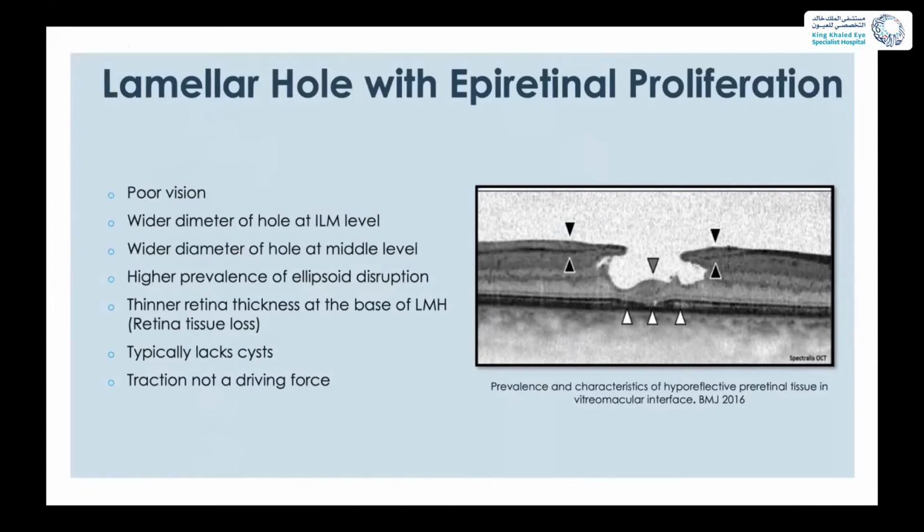It usually has poorer vision compared with the tractional type, and the diameter of the hole at the ellipsoid level and the middle layer is wider compared to the other type. And there is a high prevalence of ellipsoid disruption compared with the tractional lamellar macular hole. Usually the retinal thickness at the base of the lamellar macular hole is thinner compared to the other type, because there is retinal tissue loss in this type of lamellar hole. Usually this lamellar hole lacks cysts and lacks schisis. It is only cavitation. Traction is not the force that leads to this lamellar hole. The force that leads to this lamellar hole is degeneration, not retraction.